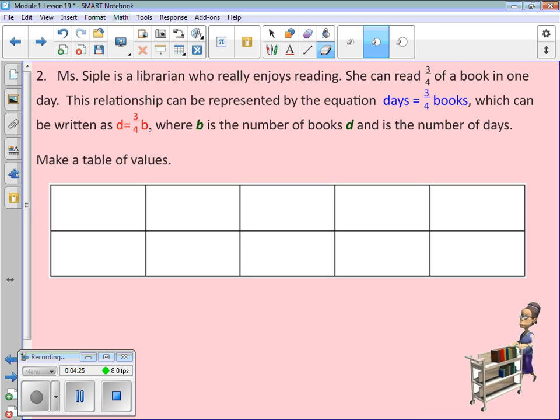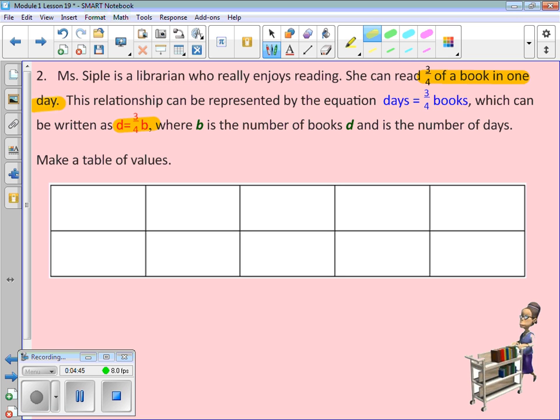So let's stop and go back and highlight 3/4 of a book in 1 day. So there's our ratio, so highlight it. And here is our equation. Days equals 3/4 of a book. Everybody has that highlighted?